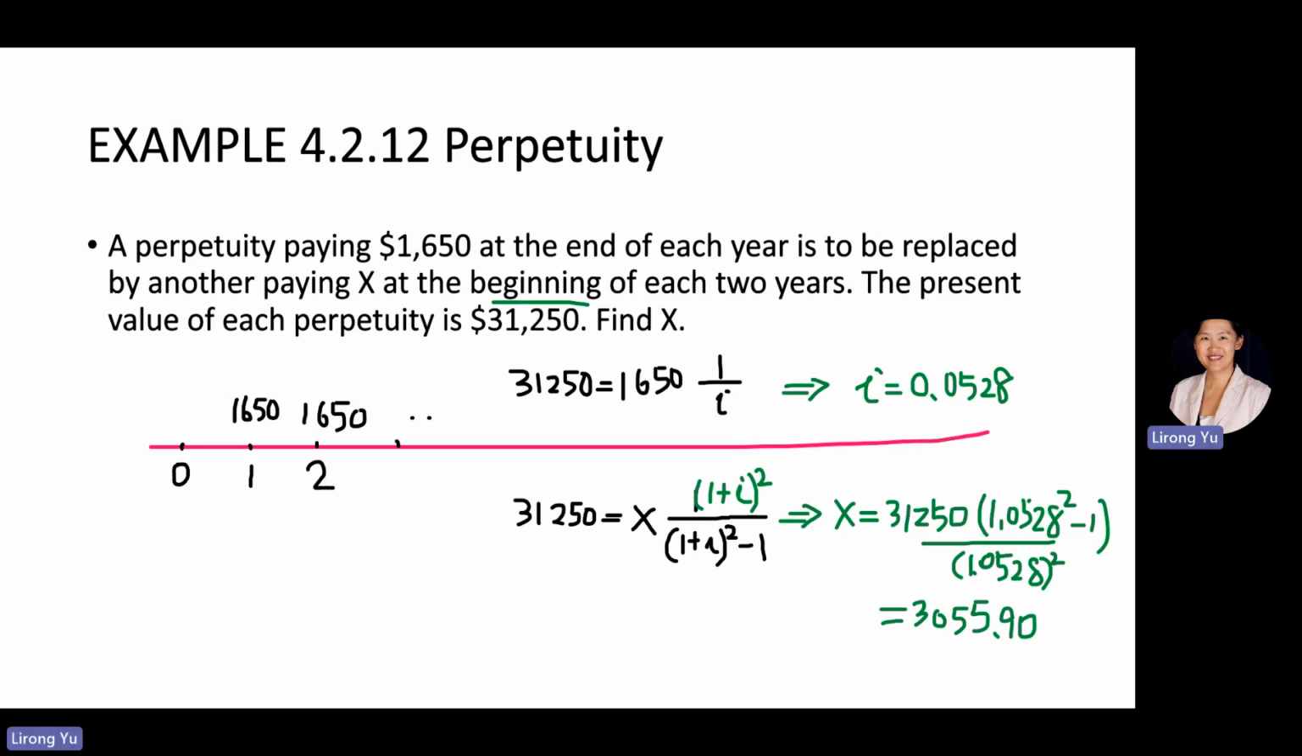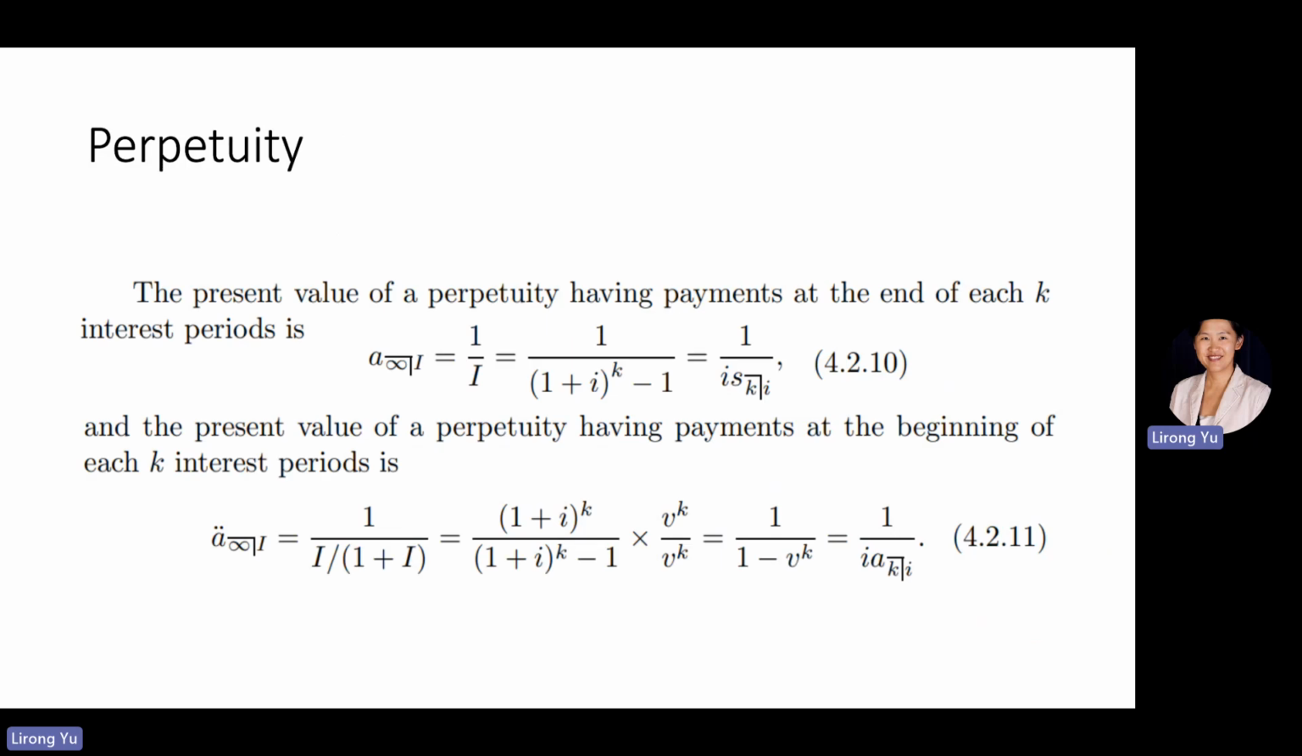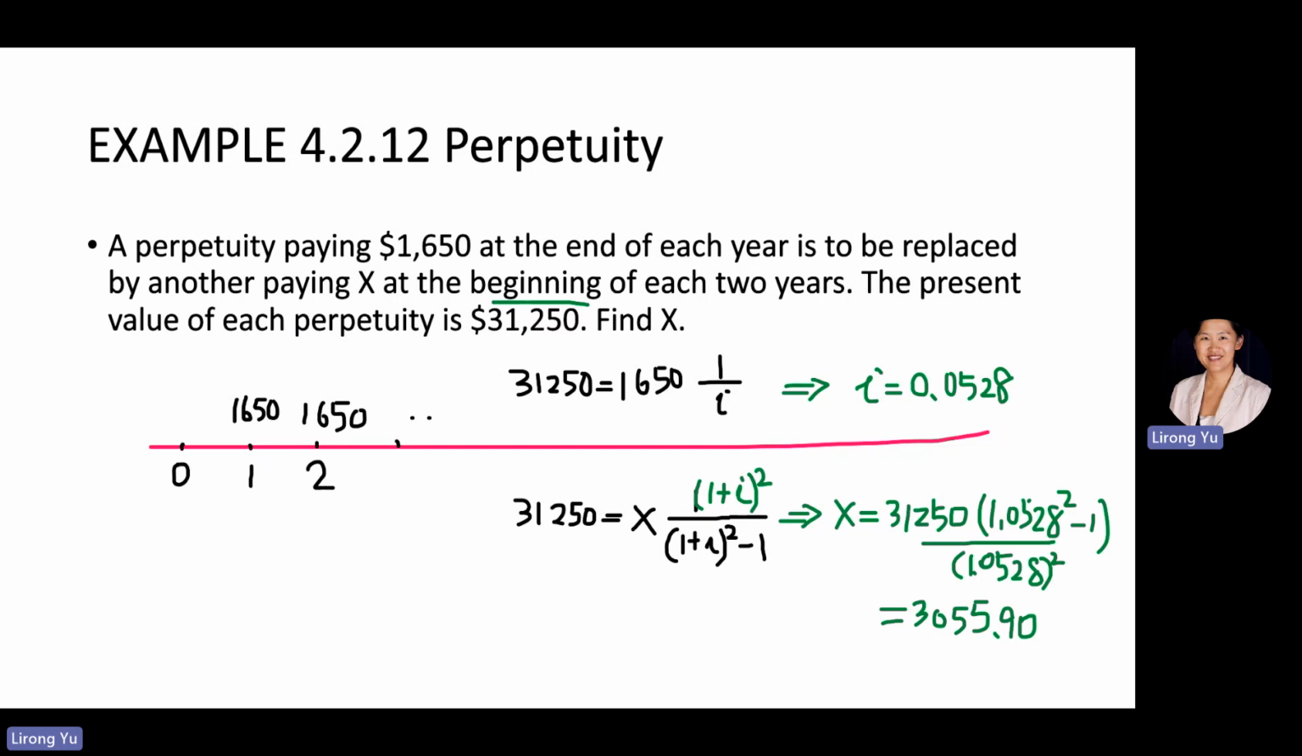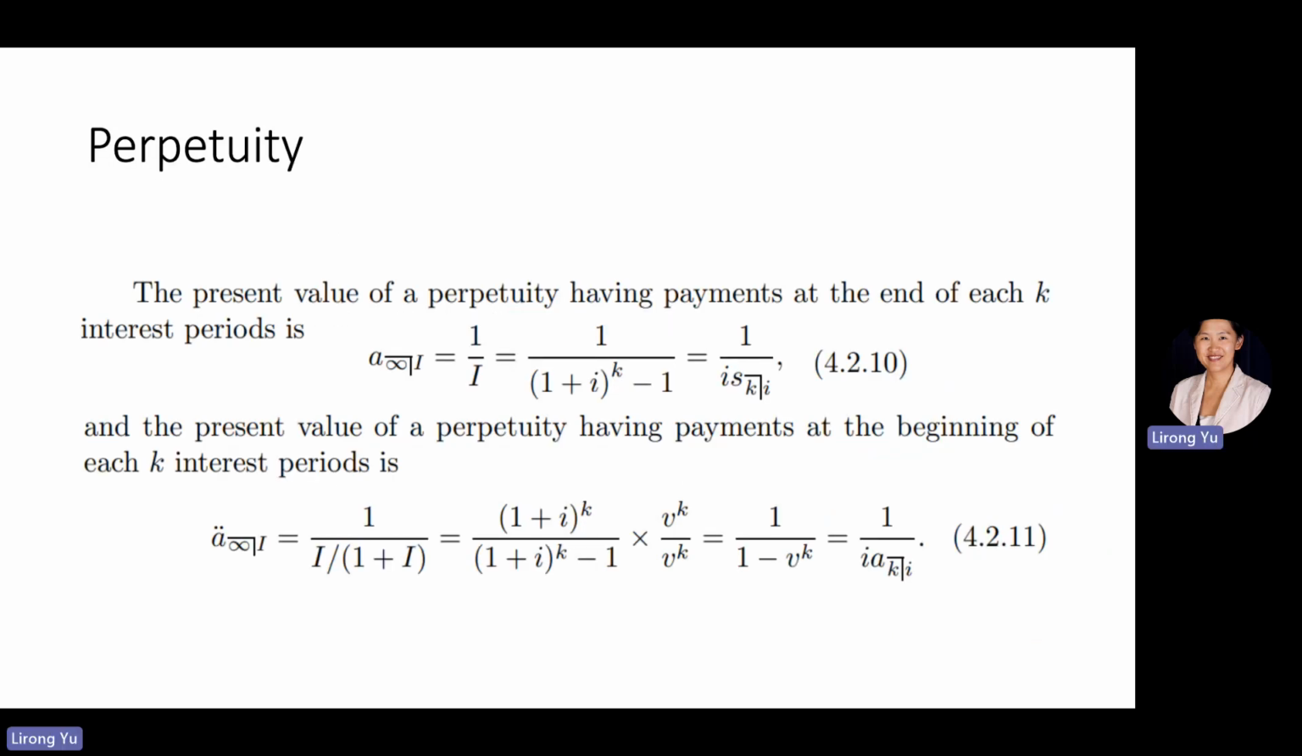All right. You can also understand it by following the formula of 4.2.11. This is the present value of the perpetuity paying at the beginning of each k interest period. And then the i has to be the interest rate for one interest period.